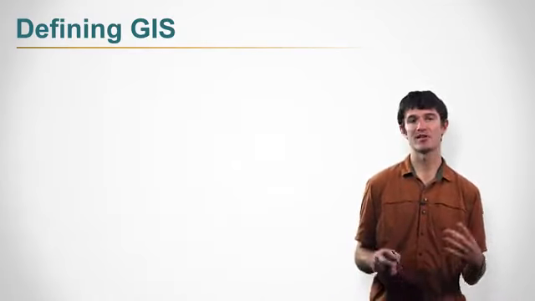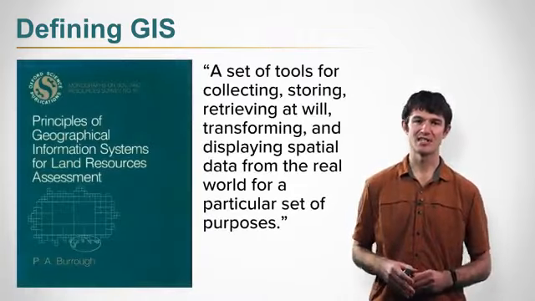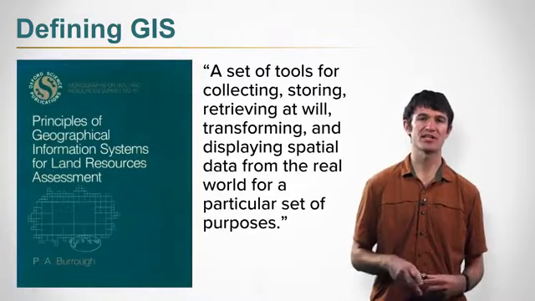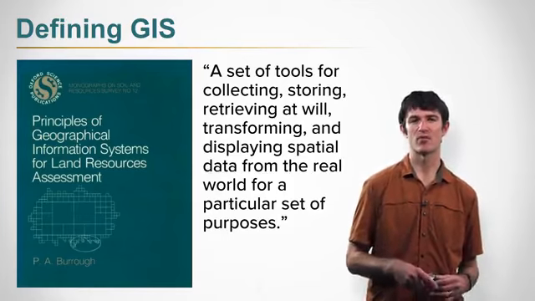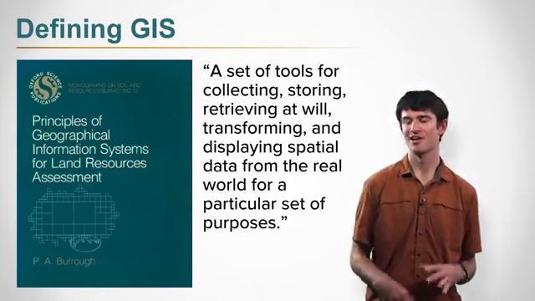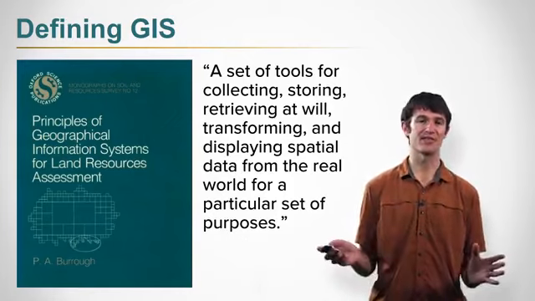Still somewhat formal, but a little more condensed, a different definition of GIS from Burrough 1986 is a set of tools for collecting, storing, retrieving at will, transforming, and displaying spatial data from the real world for a particular set of purposes. These are still really broad if you're noticing that trend. It could be a whole lot of things.